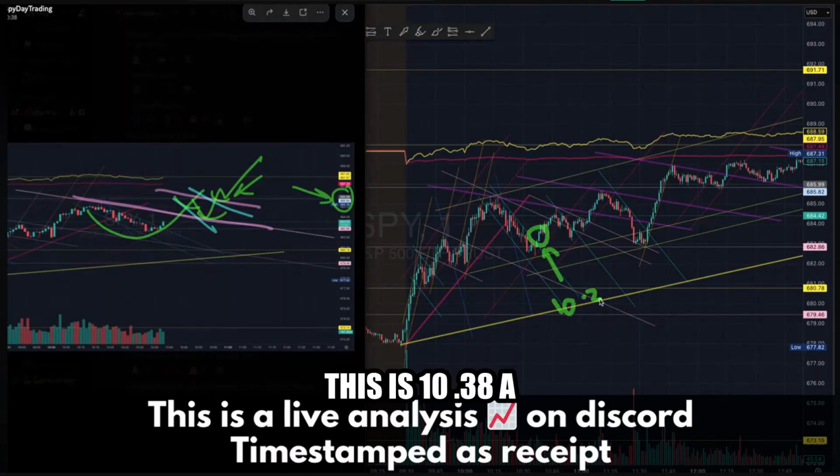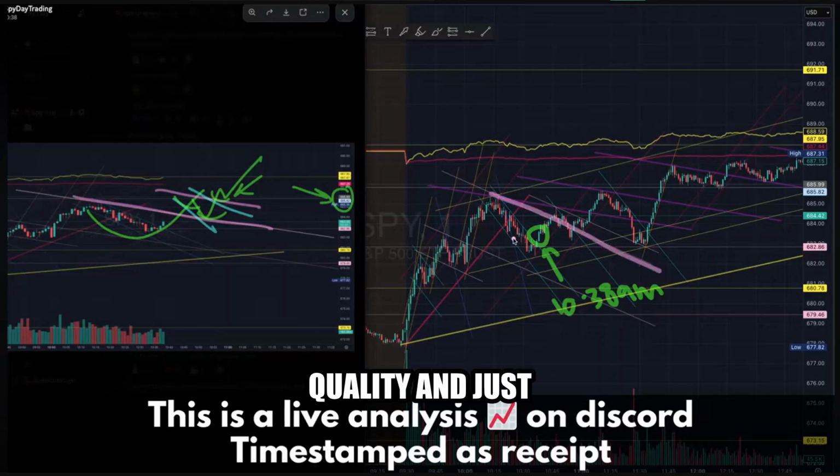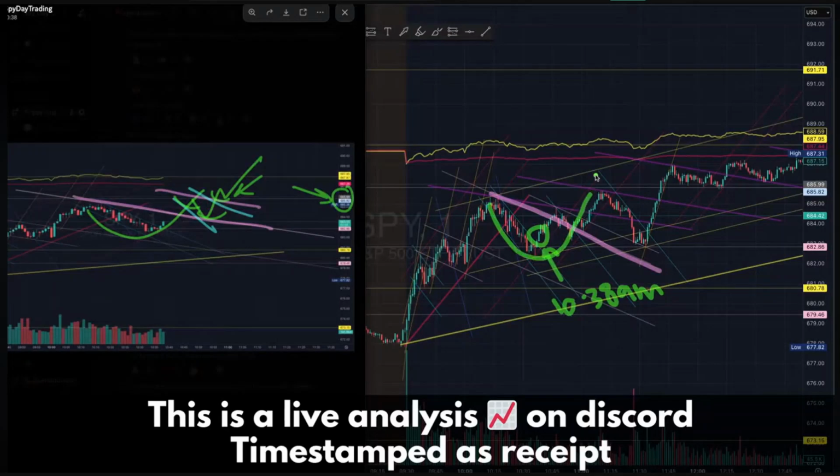This is 10:38 a.m. Right, you see how the pink algorithm was building liquidity. And just take a look for yourself how beautifully the pink algorithm was building liquidity here, isn't it? Once we broke out very cleanly.